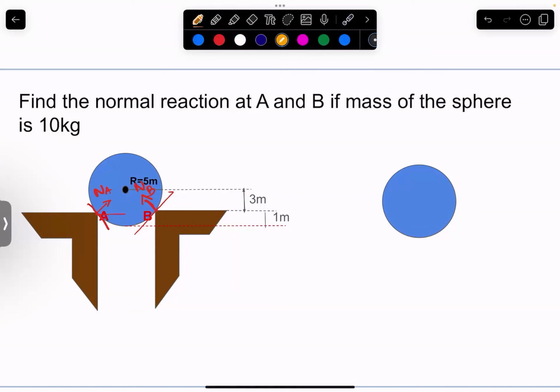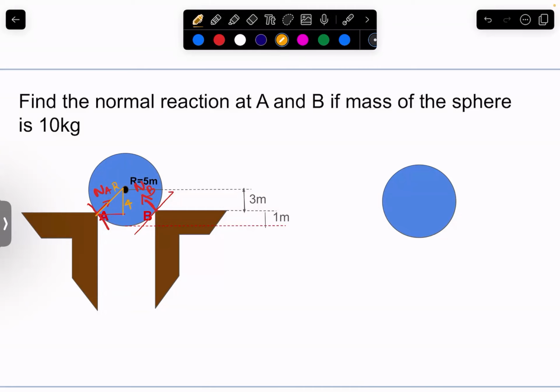So here you can see that this triangle, if we consider this is the radius R, and you want to consider this right triangle. So how are we finding this length? This is 3 plus 1, so this is 4 meter.